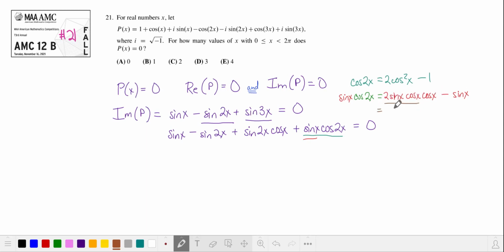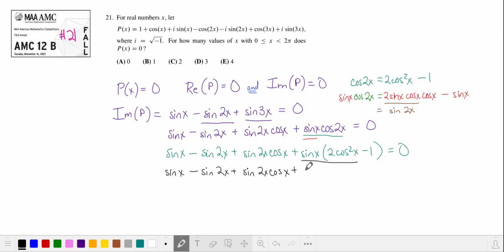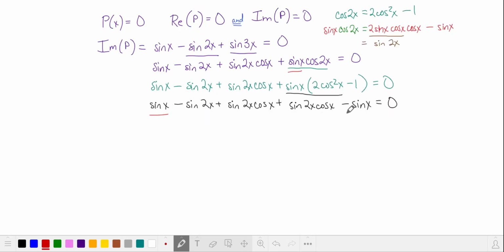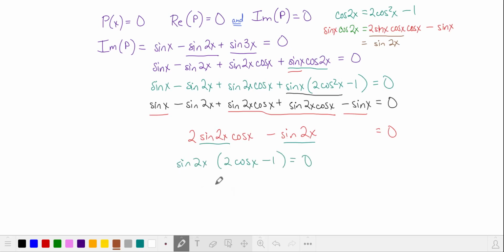Over here, I again have the sine of 2x. So let's leave everything else the same for now. Sine of 2x times the cosine of x, rewriting cosine of 2x as 2 cosine squared minus 1. Multiplying this first term, I'm going to have another sine of 2x times the cosine of x minus sine of x. This is great news because I have sine of x minus sine of x, which is equal to 0, and I have 2 of these terms. Now I have 2 terms with sine of 2x, which I'm going to factor, and I have 2 factors whose product is 0. That means one or the other is equal to 0.